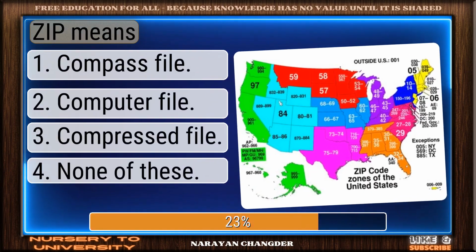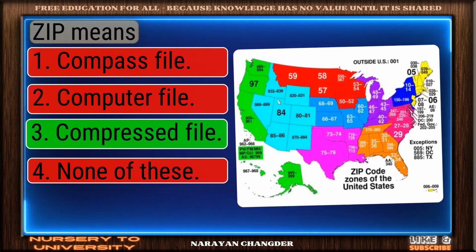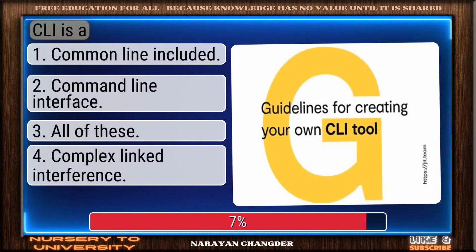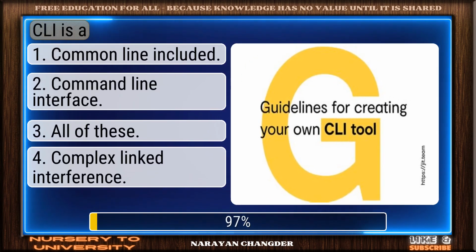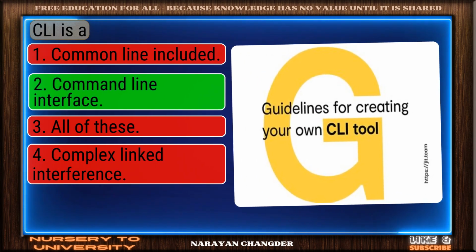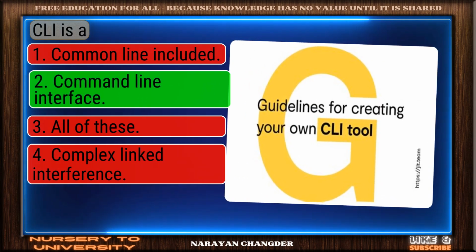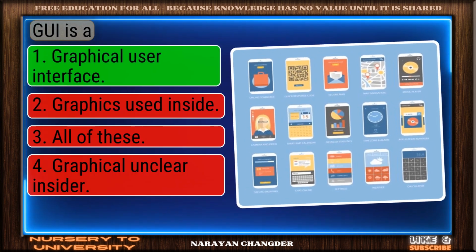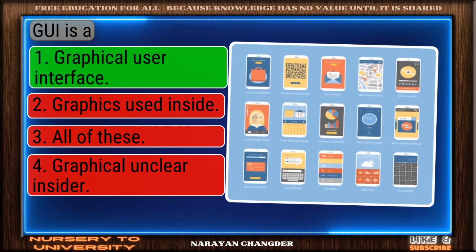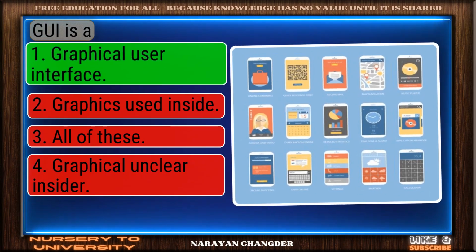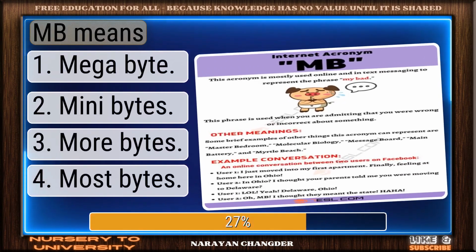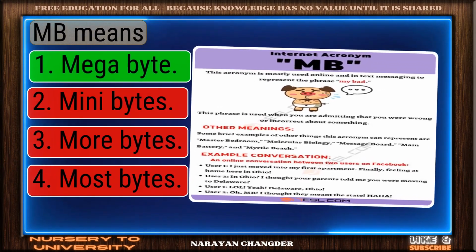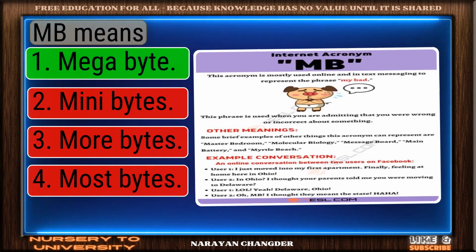Zip means... Right again. Compressed file is a valid answer. CLI is a... Good thinking. Command line interface is the right answer. GUI is a... Correct response. Graphical user interface is the most accurate answer. B means... Well reasoned. Megabyte is the correct choice.